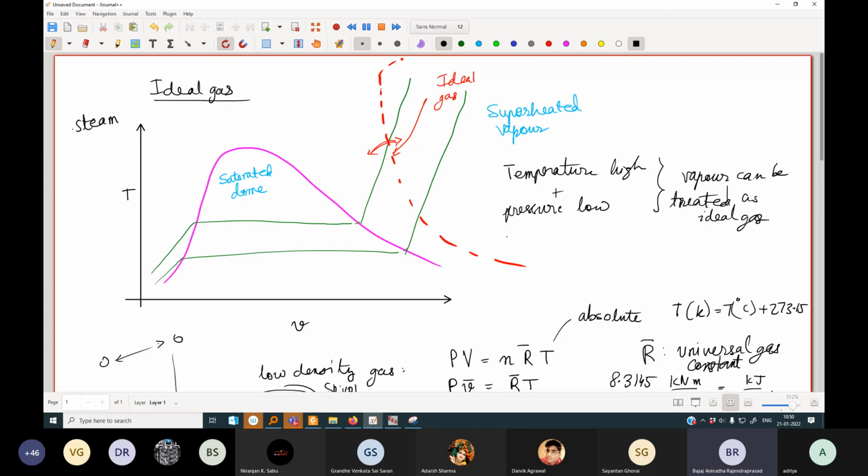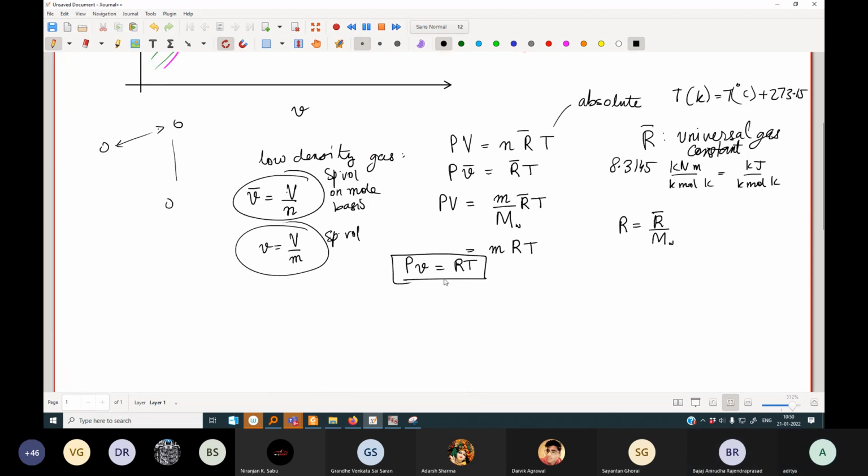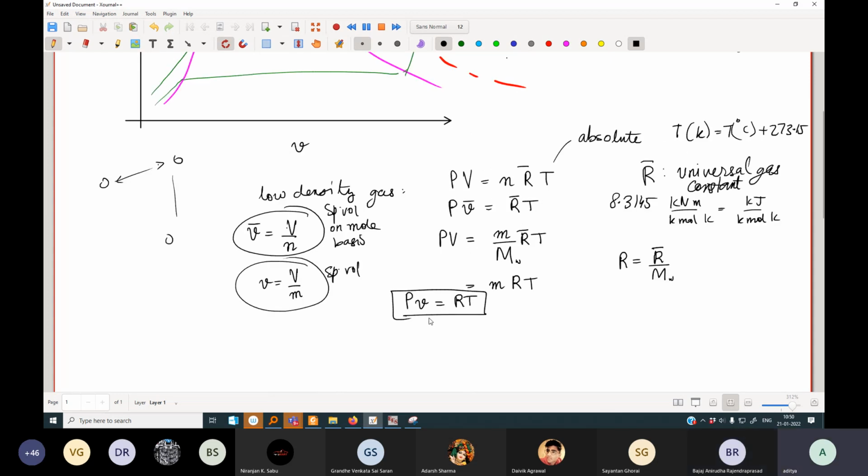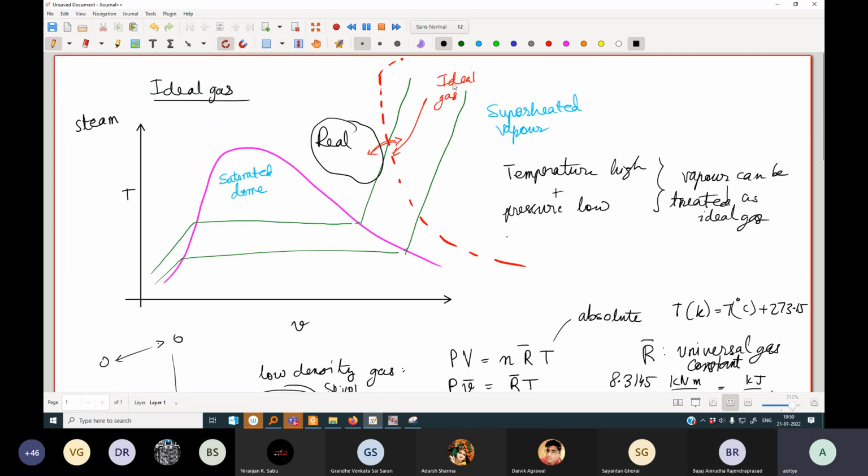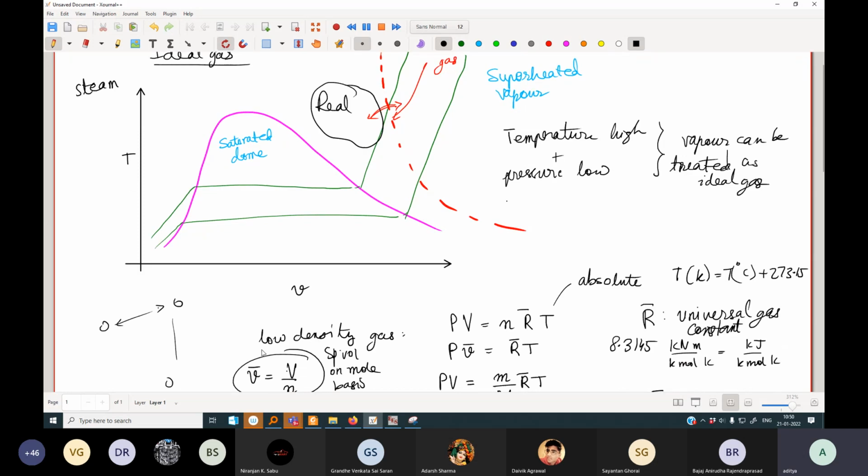So on the left-hand side of that red line, the steam is behaving as superheated vapor, as a real gas, basically, and the right side is ideal gas. So we can start approximating with this equation. In order to fetch the properties, you can now use these equations when you are in the ideal gas region. And the ideal gas region is high temperature, low pressure, and that naturally corresponds to low-density gas.